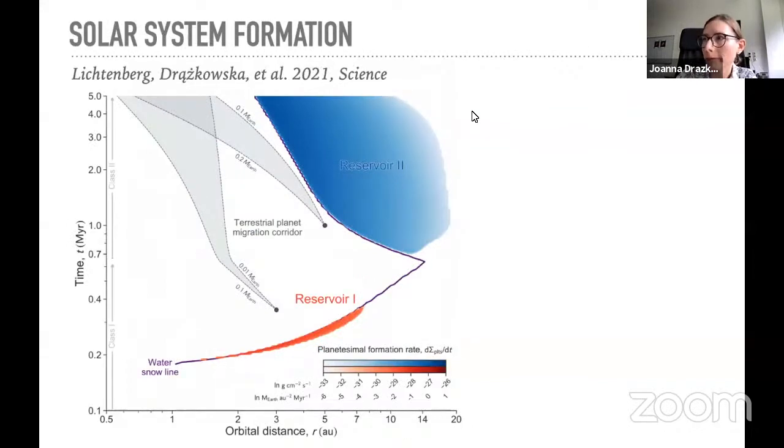So we managed to show that and to get this published in Science earlier this year, in the paper that was led by Tim Lichtenberg from the University of Oxford, that this scenario with two bursts of planetesimal formation at the water snow line is what we see in the solar system, what potentially explains the solar system formation.